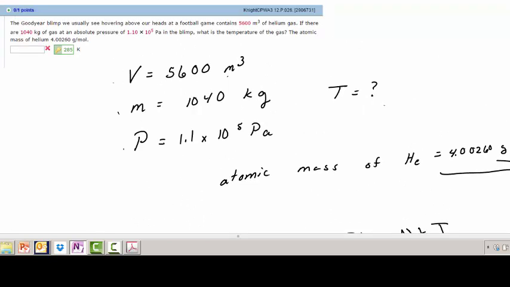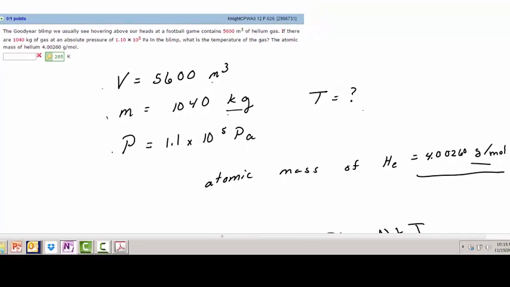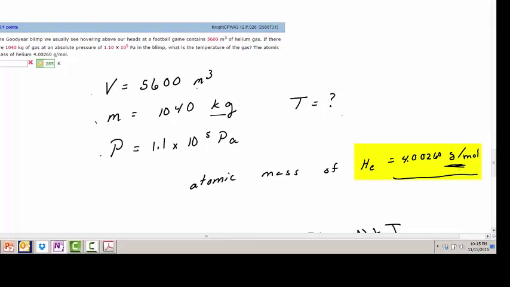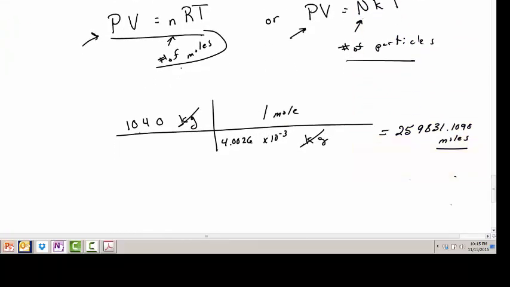But I can get the number of moles because I have a mass, and I have a relationship between mass and moles. So I'm going to go ahead and do that. I've got 1040 kilograms, and originally I have 4.026 grams per mole. So I've got to change that to kilograms, or else change this to grams, either way. So I'm going to change this to kilograms per mole, and I get that many moles, which is a large number. The best thing to do is to keep it in the calculator. I wrote it out for you guys, but I would also just keep that stored in my calculator.